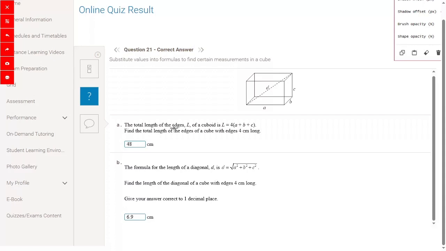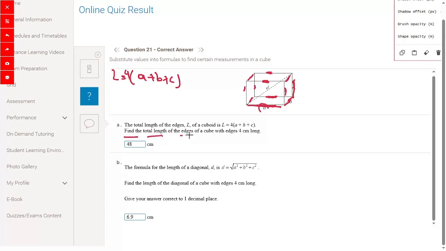Now the total length of the edges L of a cuboid is L equals 4 multiplied by A plus B plus C. Okay, A, B and C are the edges. How many edges for A? It's 1, 2, 3, 4. And for B, it's 1, 2, 3, 4. And for C, 1, 2, 3, 4. So that means 4 times A plus B plus C.